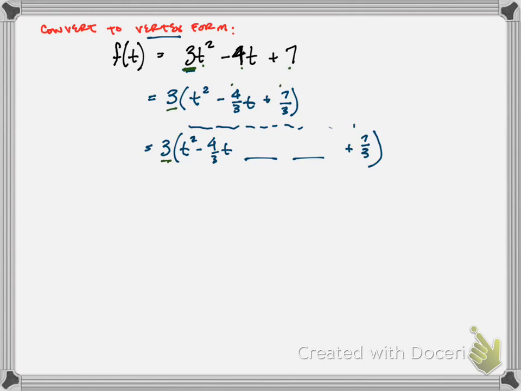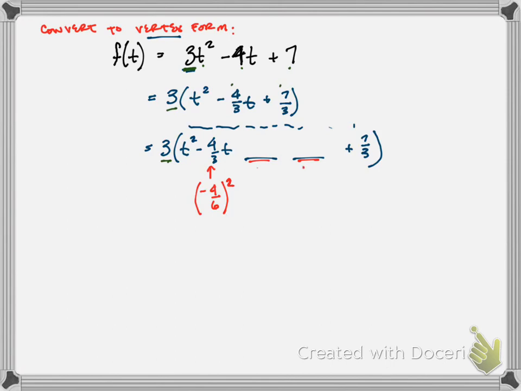So now for what goes here and here. Remember, we need to take half of b, here's b, divide it by 2 or cut it in half, so half of b, which is negative 4/6, and square it. And that value is going to go here and here.